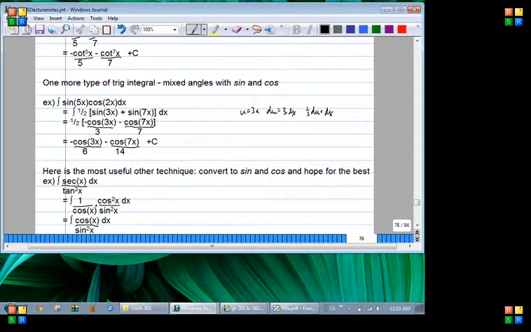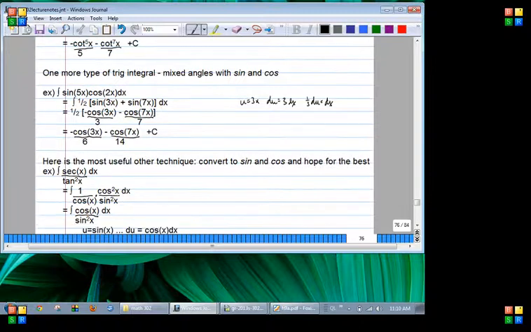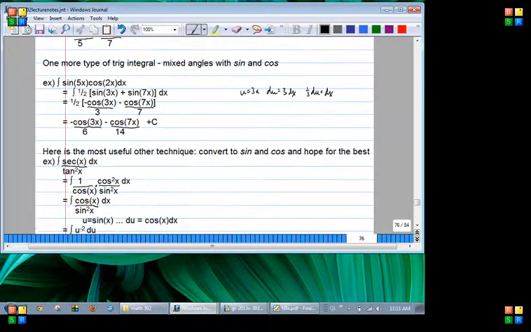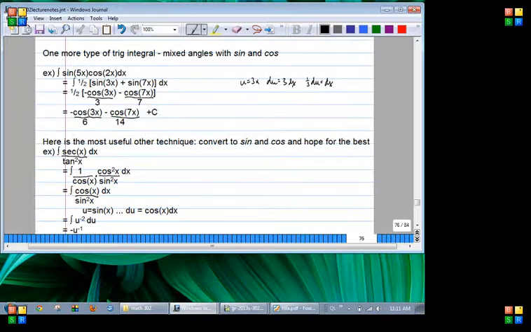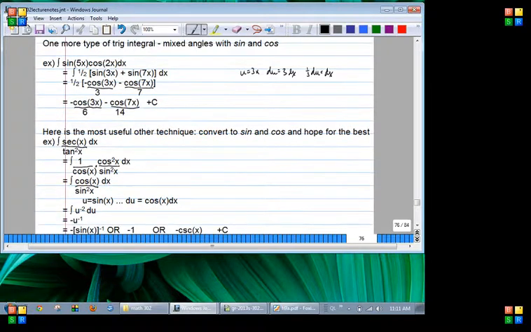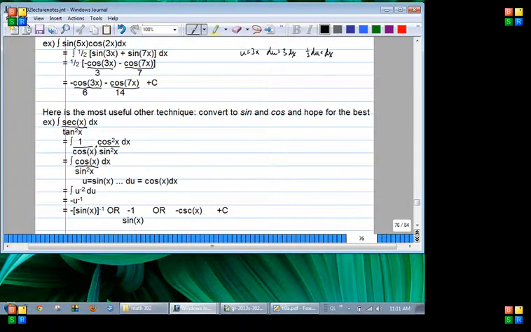How do you do this integral? u equals sine x, because du is cos x dx, which is sitting right there. So this is just the integral of u to the negative 2, which is negative u to the negative 1, which is negative sine x to the negative 1. And then there are two other ways you could write that: negative 1 over sine x, or by definition, that's just negative cosecant x.